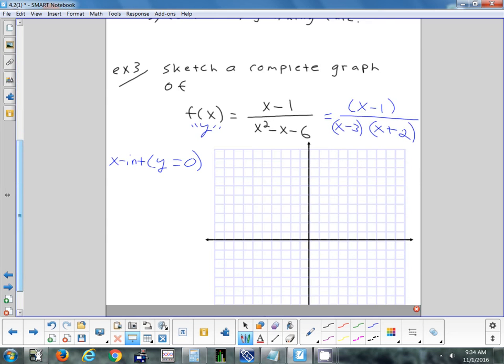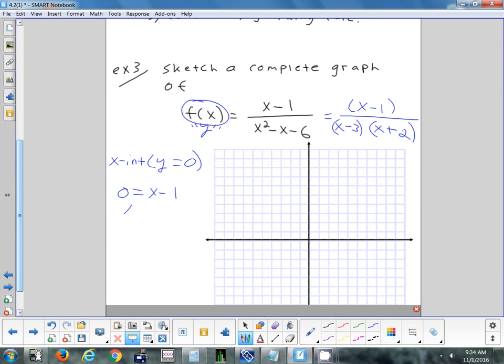Nope, 1 divided by 0 is undefined. How do you do a division problem and get 0 as the answer? 0 over a number. The only way you can have a fraction equal to 0, pretend I just filled in 0 right there, is if the top is 0. So what would make the top 0?